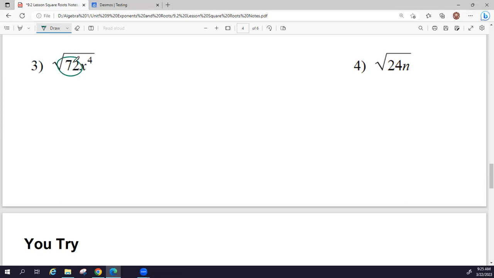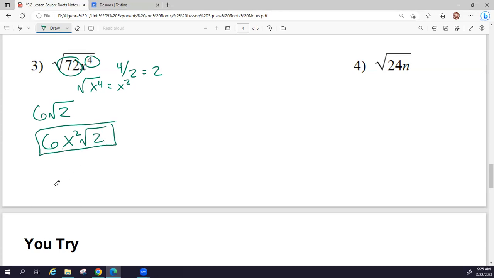Let's do another one. We just did the square root of 72 in our first try, and so I'm just going to go ahead and say that is 6 root 2. X to the fourth, since that's an even number, we can just divide that exponent by 2 to square root x to the fourth. 4 divided by 2 is 2. And so that means the square root of x to the fourth is x to the second power. I'm going to write that in between this 6 and the square root of 2. And there we have that one simplified.